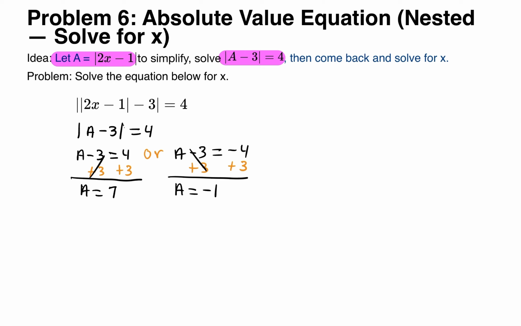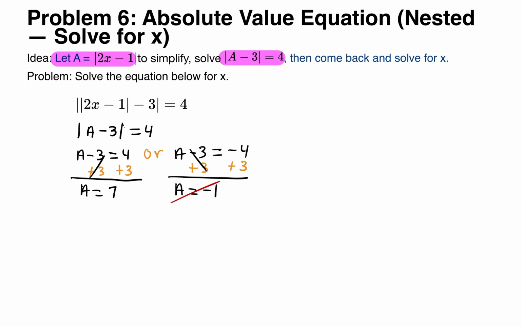So I want you to remember something here. That a stands for the absolute value of 2x minus 1. But also know this, absolute values can never be negative. So a equals negative 1 is impossible. So we can get rid of that.